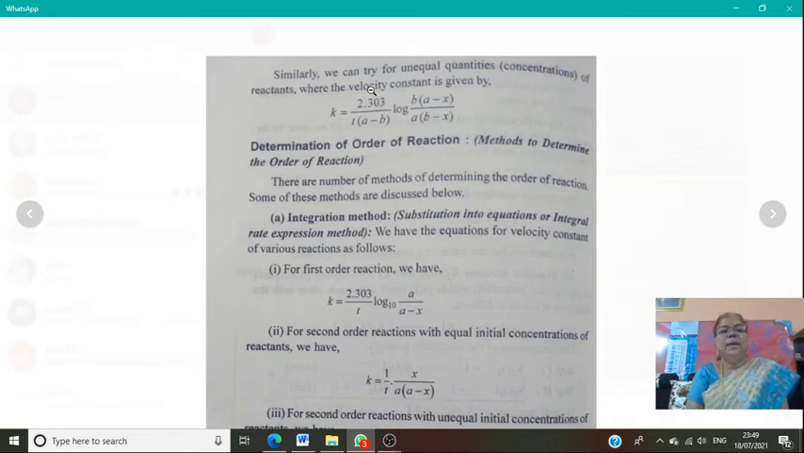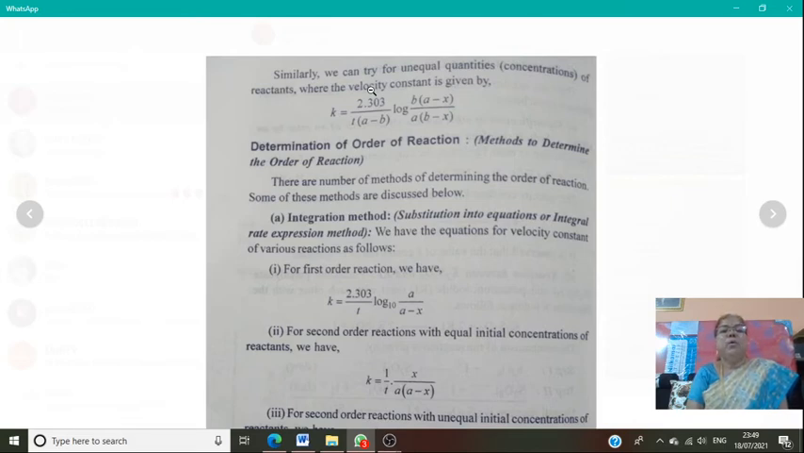Then the next point, determination of order of reaction. That means methods to determine order of reaction. There are a number of methods for determining the order of reaction, and for your syllabus there are only three methods. The first method is the substitution into formula.